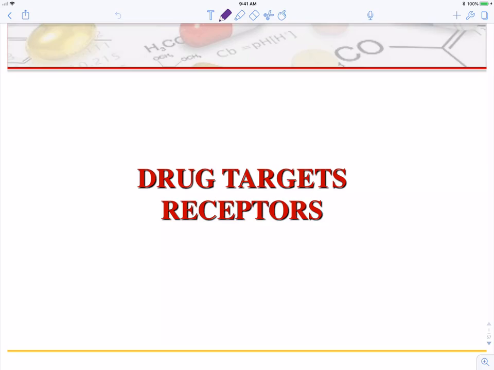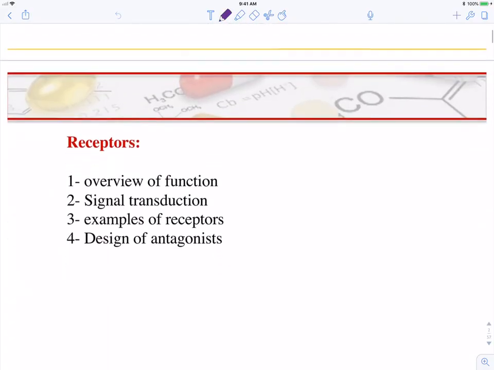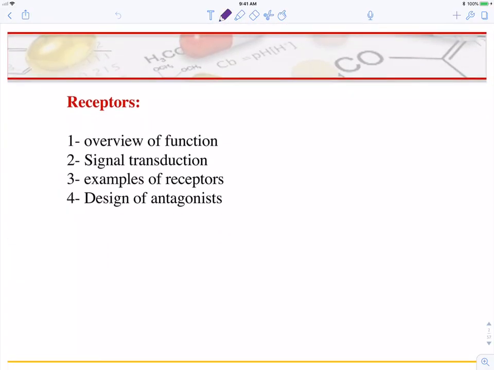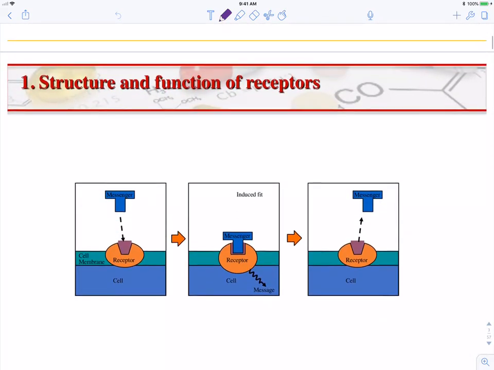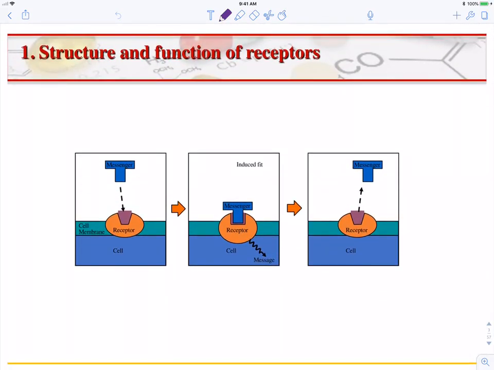In this lecture, we will discuss the properties of receptors as drug targets. Specifically, we will quickly review the function of receptors, talk about signal transduction, give some examples of classes of receptors, and then talk about the design of antagonists, which is the main application for the use of receptors as targets of therapy.